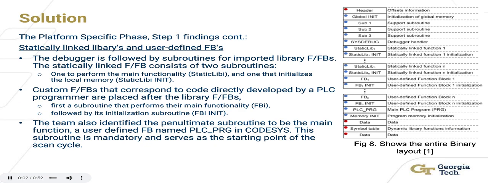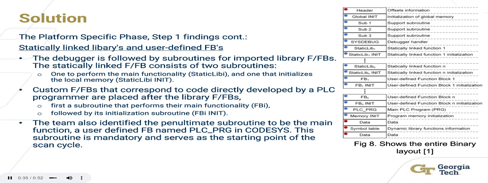Continuing on, the statically linked libraries and user-defined function blocks. The debugger is followed by subroutines for imported library function blocks. The statically linked function blocks consist of 2 subroutines, one to perform the main functionality and one that initializes the local memory. Custom function blocks that correspond to code directly developed by a PLC programmer are placed after the library function blocks. First, the subroutine that performs their main functionality, followed by its initialization subroutine.